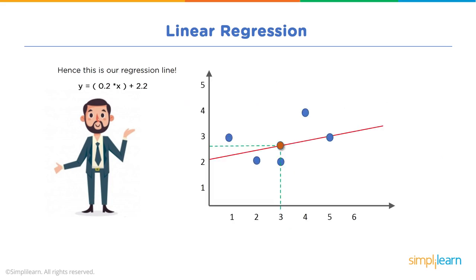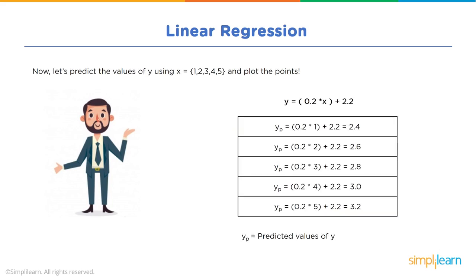And once we have all that, we can go ahead and plot our regression line. Y equals 0.2 times x plus 2.2. And then from this equation, we can compute new values. So let's predict the values of y using x equals 1, 2, 3, 4, 5 and plot the points. Remember, the 1, 2, 3, 4, 5 was our original x values. So now we're going to see what y thinks they are, not what they actually are.